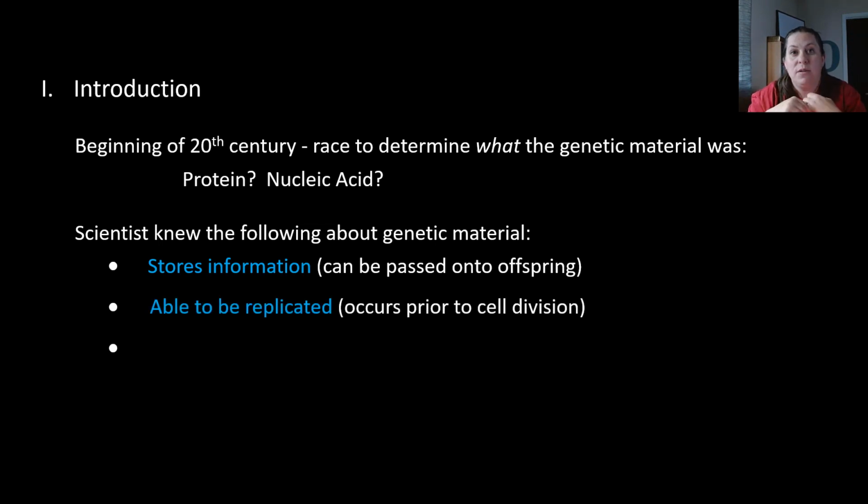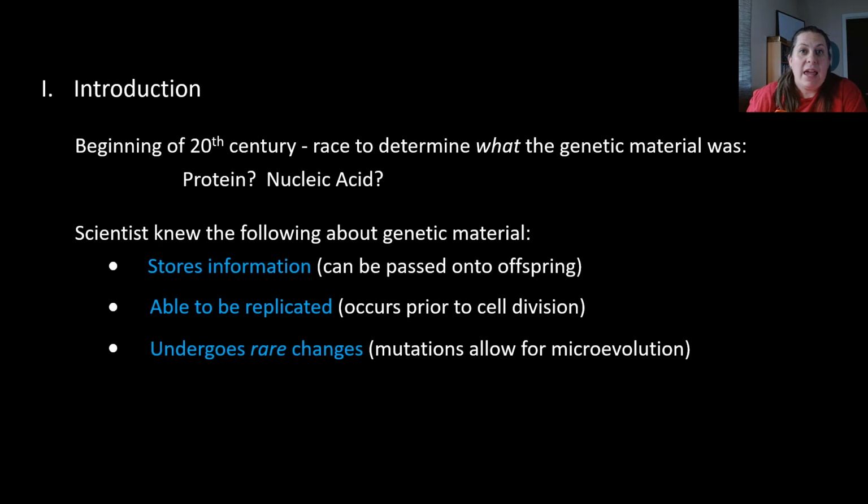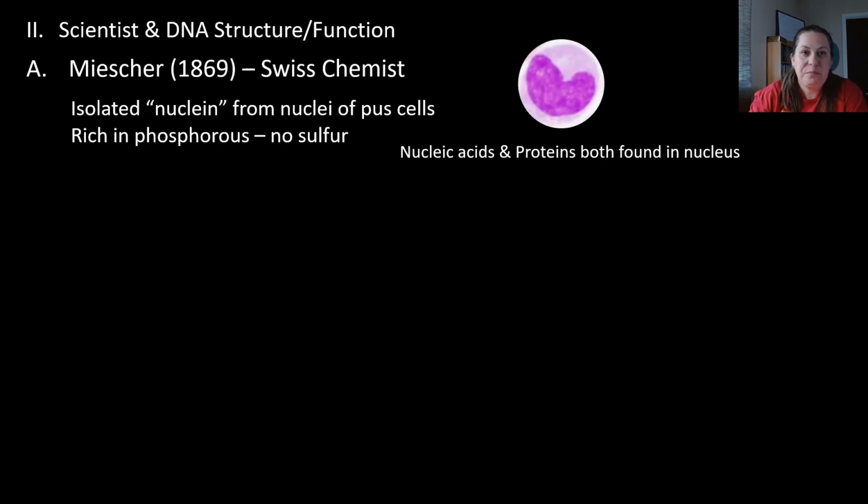They also knew that it had the ability to replicate. It was able to copy itself prior to cell division, the whole idea of mitosis and meiosis. And they also knew that it underwent rare changes. There were times that mutations did occur, changes happened, and this is known as microevolution. Small changes were taking place within the DNA. But the thing is, they didn't know it was the actual DNA that was doing this. They weren't sure, again, if it was a protein or a nucleic acid.